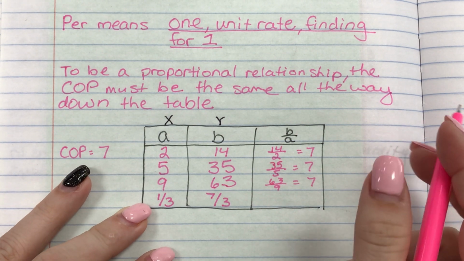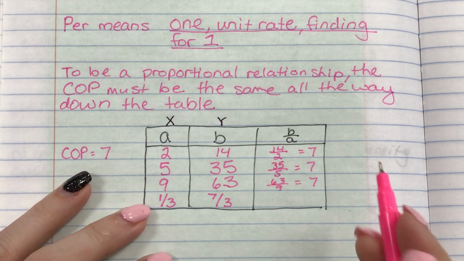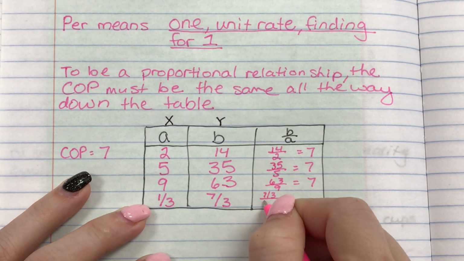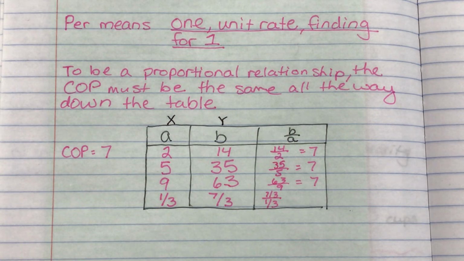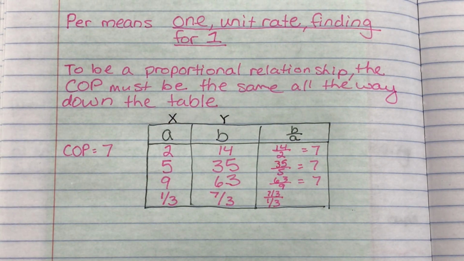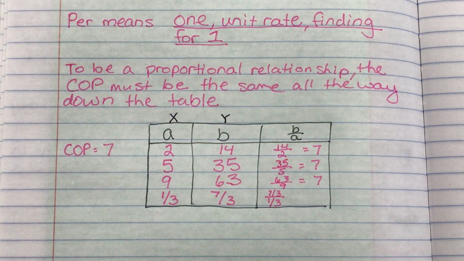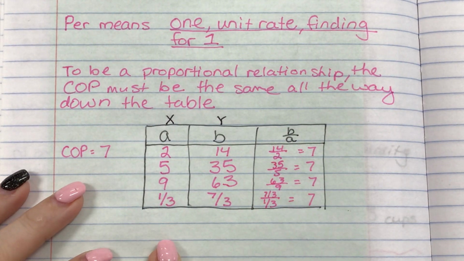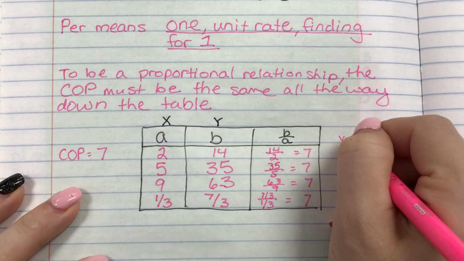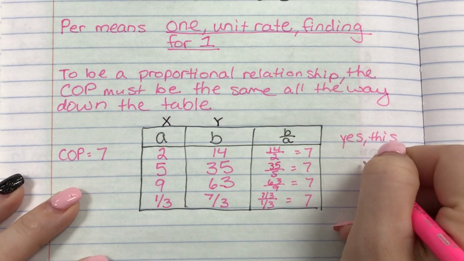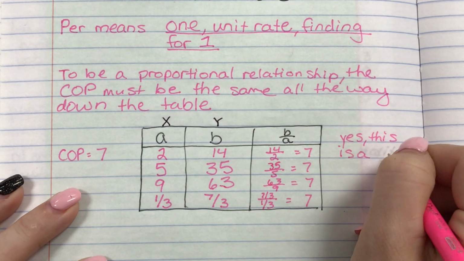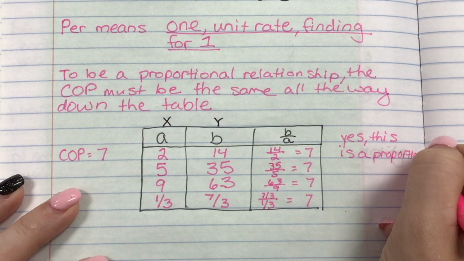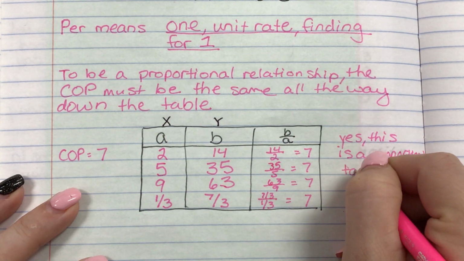Yes, it looks a little funky, but we follow the same process. Evie, what would I write? I know that looks like fraction over fraction, looks weird, but still think of it as the same format. Number divided by another number. Okay? And what did that give me? 7. So is this table proportional? Yes. So yes, this is a proportional table.